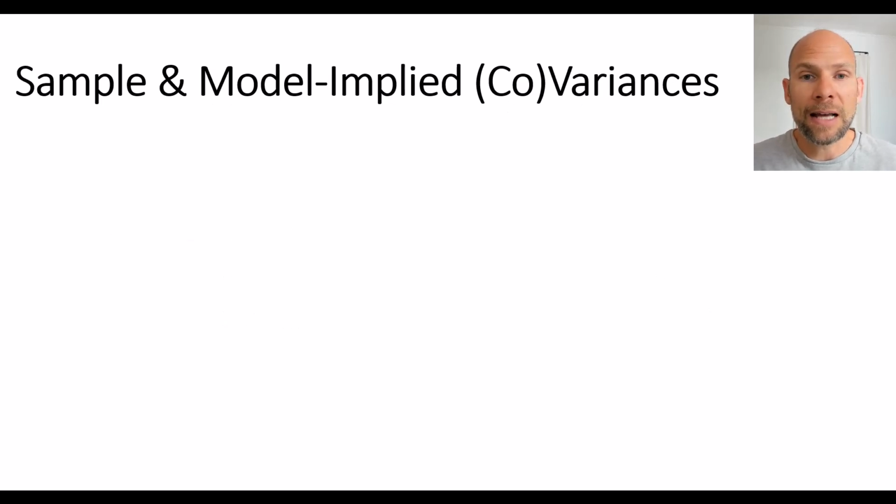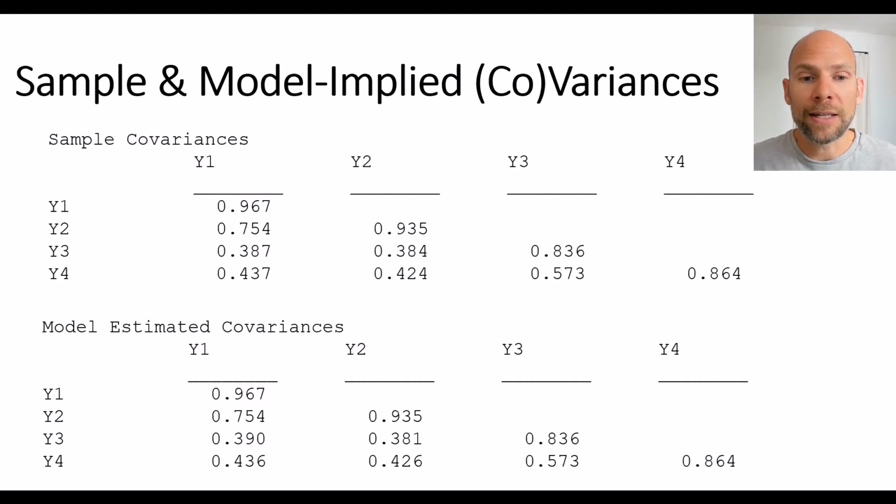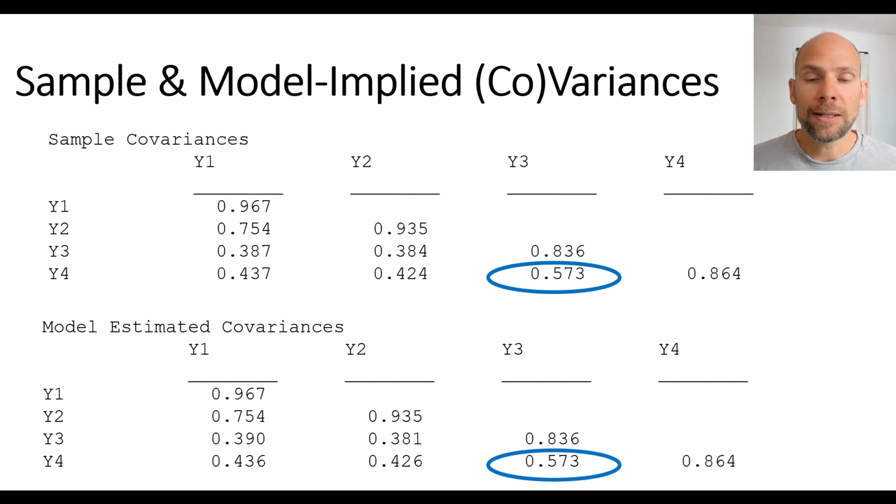When we take a look at the sample and model implied covariances, you can see that this covariance that was previously problematic is now exactly reproduced by the model, because it is the exact same in the sample covariance matrix and the model estimated covariance matrix. So there's no more problem there, because this covariance is now exactly reproduced. Also, you can see that the other ones are all close. It's a little bit hard to see again because this is not standardized, but you can see that the off-diagonal values here are pretty similar to those off-diagonal values here.